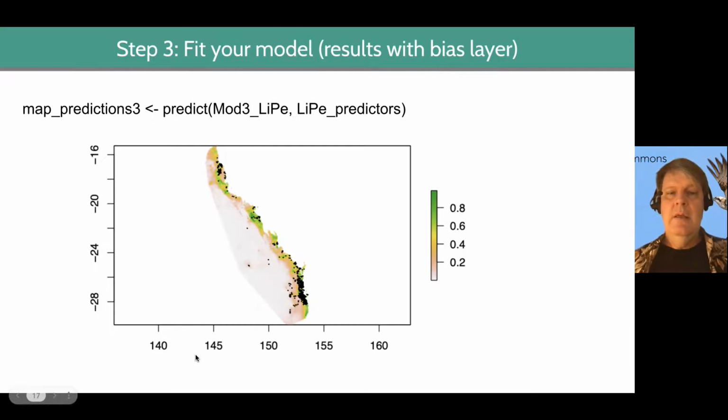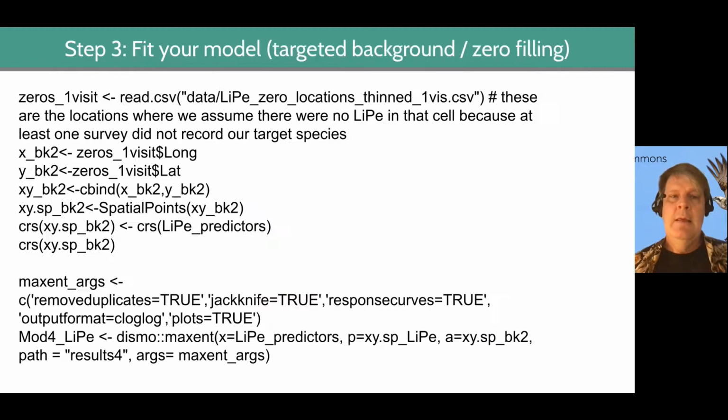And you don't get a hugely different result from the model without a bias layer. You do get a little bit more along the coast of frog habitat, but generally it's not a huge difference. It's a fairly similar result, using the bias layer in this instance and not using it. There are some cases where it will really transform your results. But now if we go to the idea of using targeted background or zero filling your data.